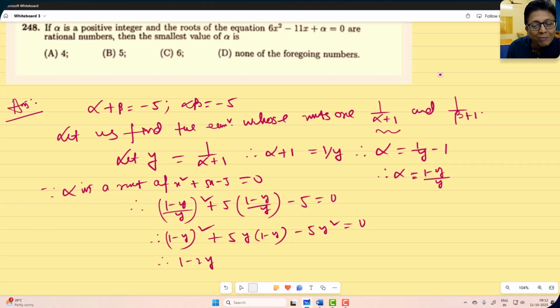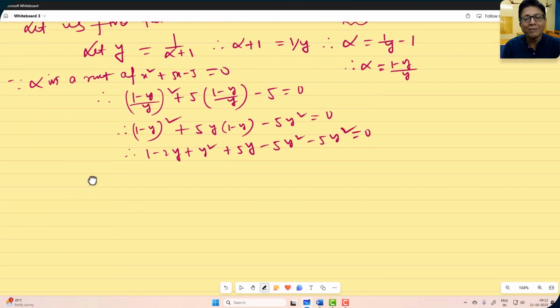So 1 minus 2y plus y square plus 5y minus 5y square equal to 0. So you will be getting minus 10 plus 1, that is minus 9, y square plus 3y plus 1 equal to 0.